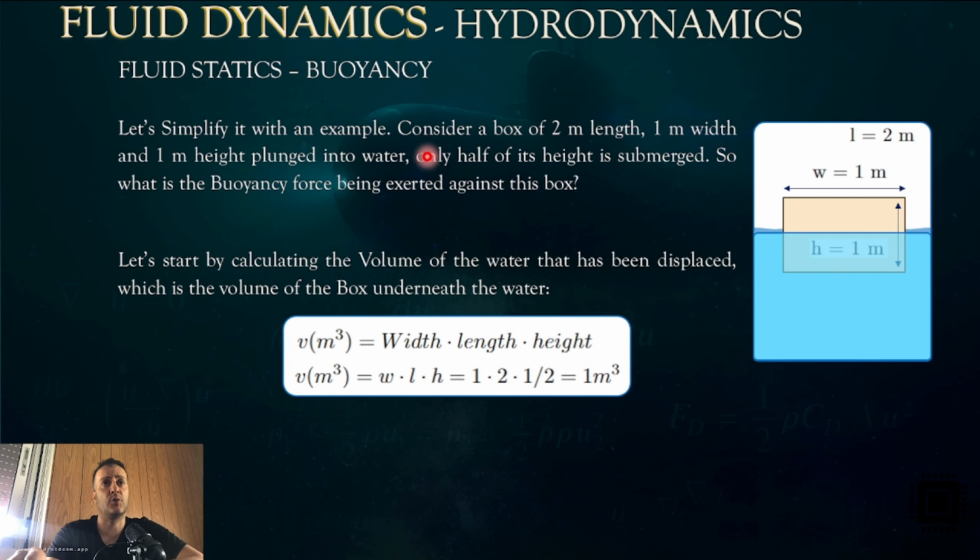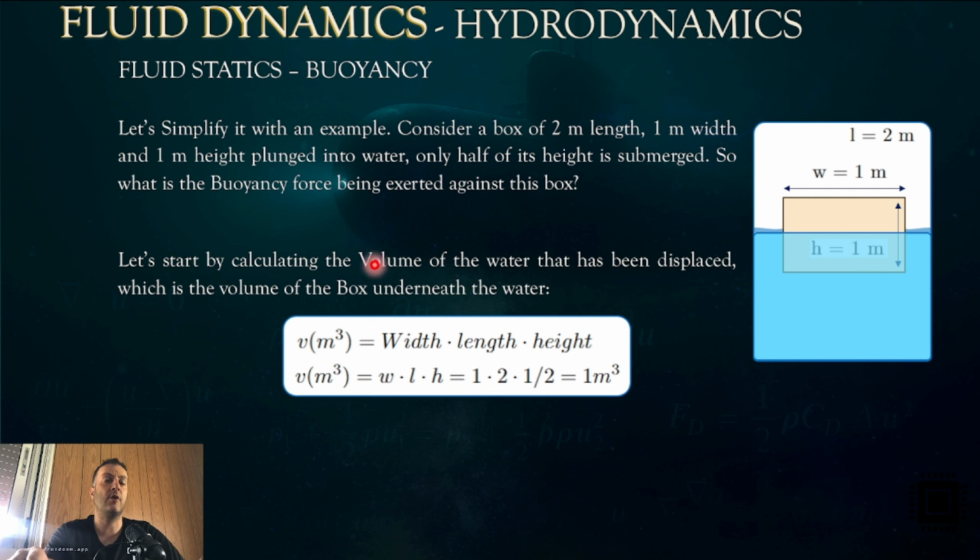Let's simplify it with an example. Consider a box of 2 meters length, 1 meter width, and 1 meter height, or depth if you will, plunged into water. Only half of its height is submerged, which is 0.5 meters. So what is the buoyancy force being exerted against this box?